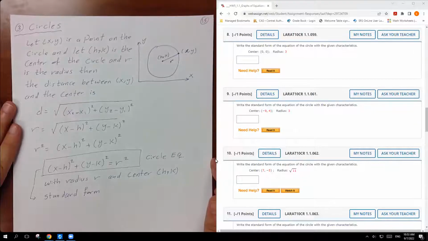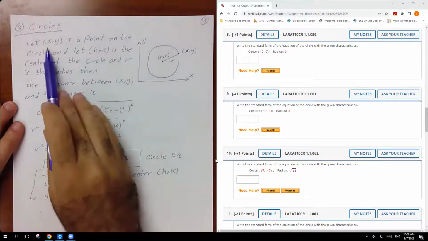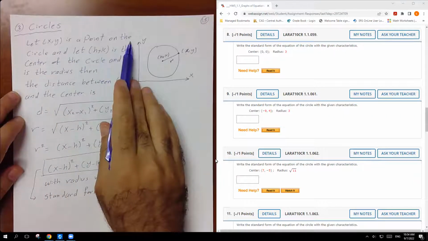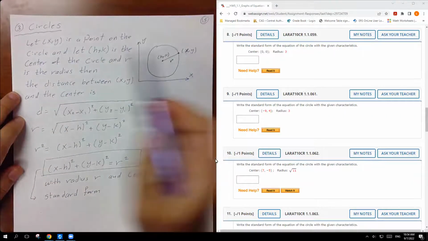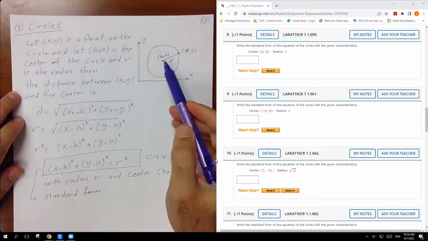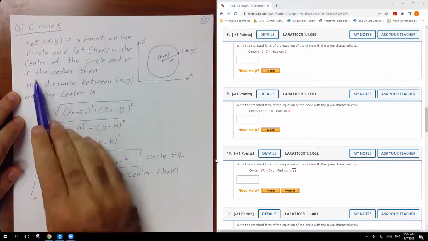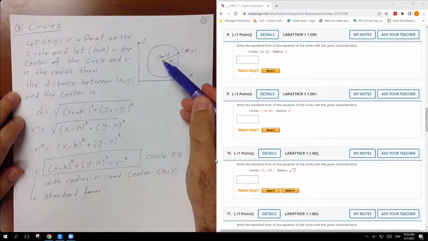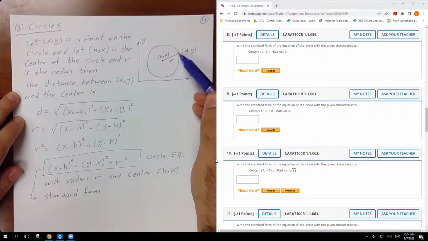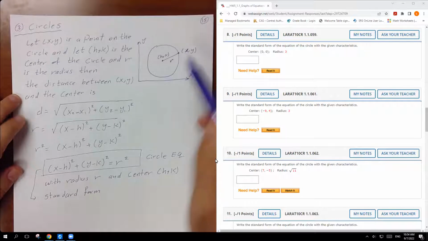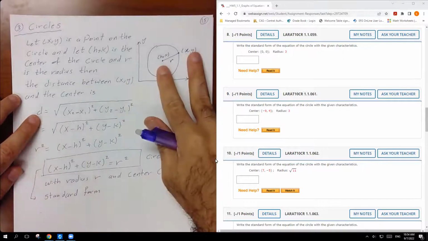This is the second part of section 1.1, the circles: how to develop circles and how to find the equations of the circle. So let (x, y) be a point on the circle and let (h, k) be the center of the circle. Then r is the radius, because it's the distance between this point and this point, which means the distance. So I'm going to use the distance formula between these 2 points.